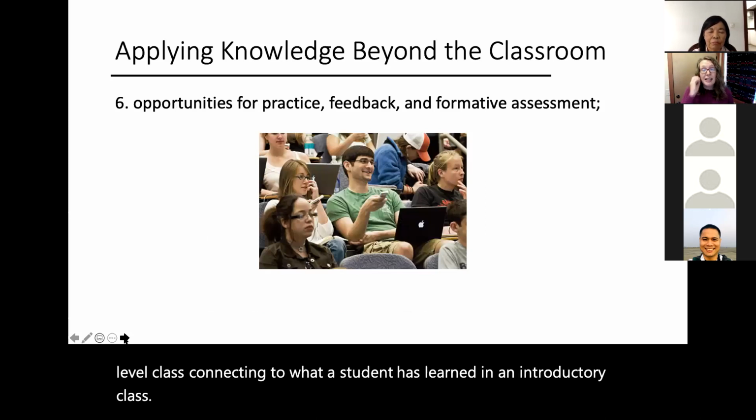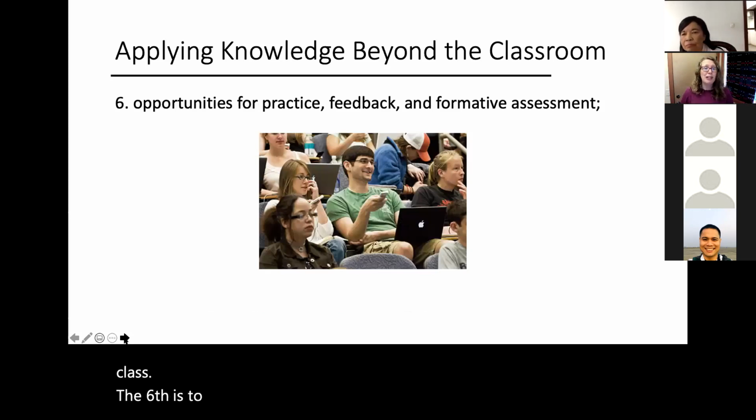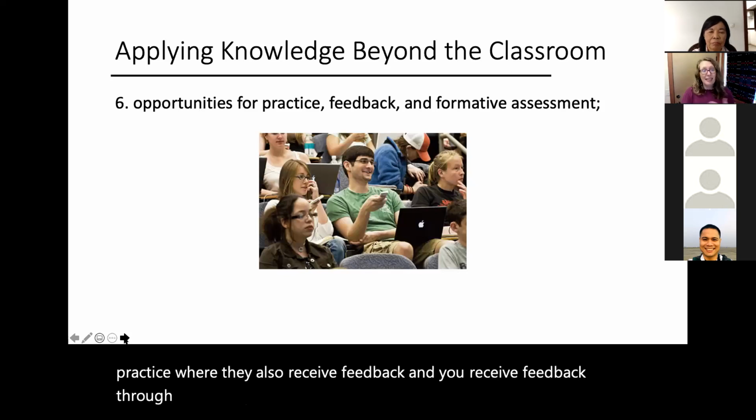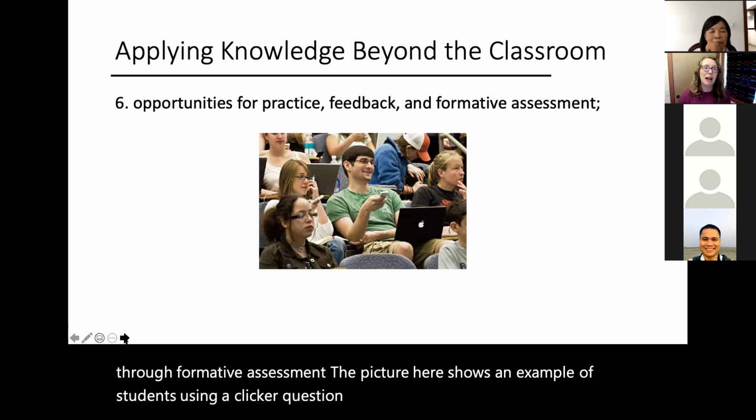The sixth is to provide students with opportunities for practice, lots of practice, where they also receive feedback, and you receive feedback through formative assessment. The picture here shows an example of students using a clicker question in class to get feedback about whether they understand the material or not.